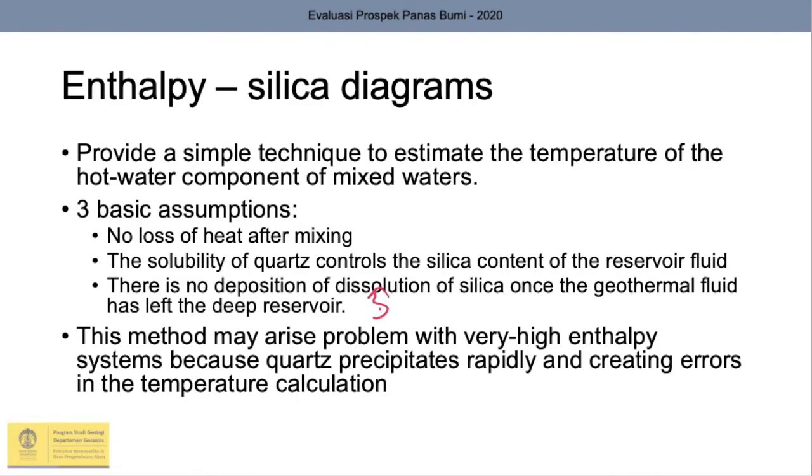This method may encounter problems when you come to a very high enthalpy system, maybe above 200 to 300 degrees centigrade, because silica or quartz happens to precipitate very rapidly above this temperature. So what happens if you have a precipitation of quartz? It will actually create solids, and it will create errors when you determine the temperature of the reservoir.